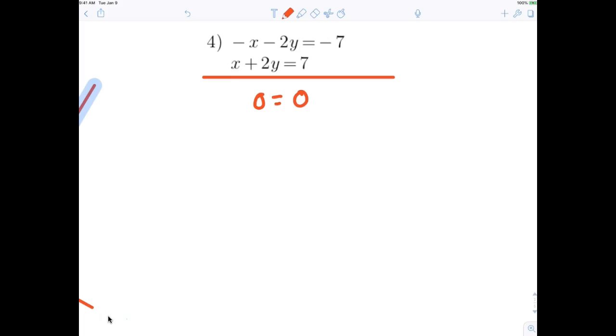Now, I just talked to you about 0 equals 0. What does 0 equals 0 mean?